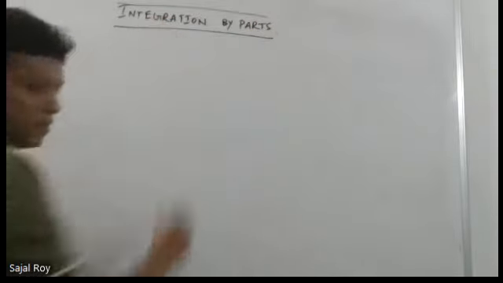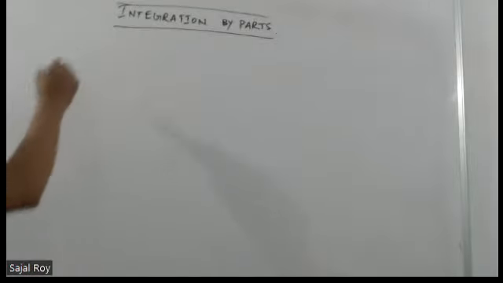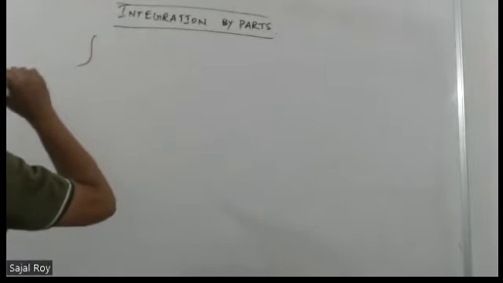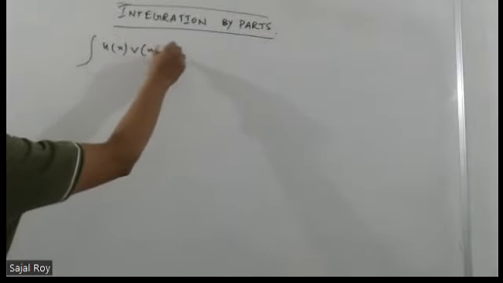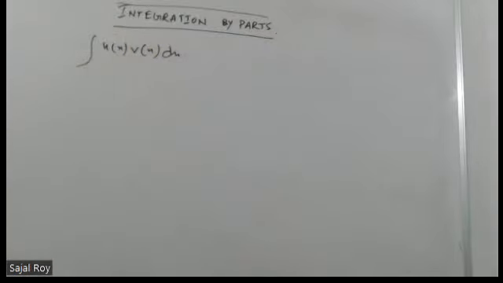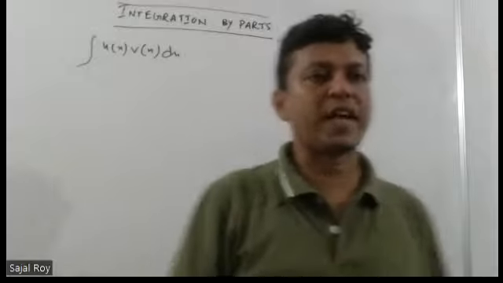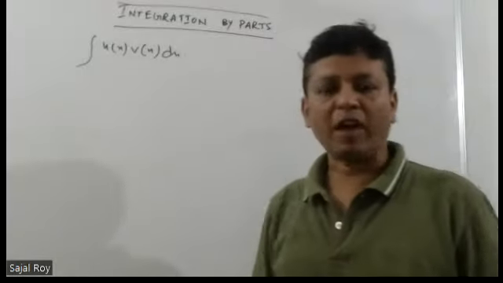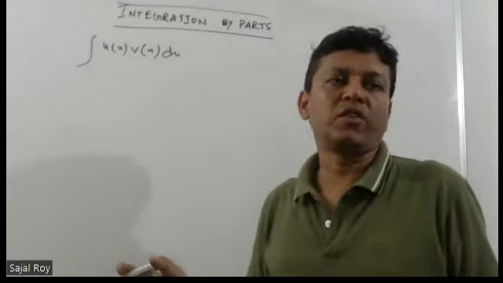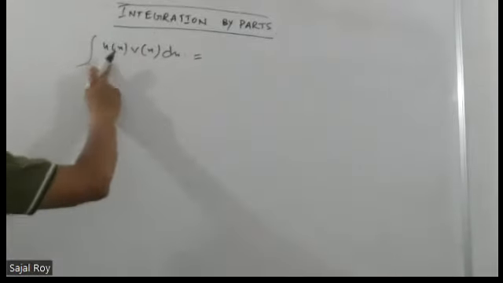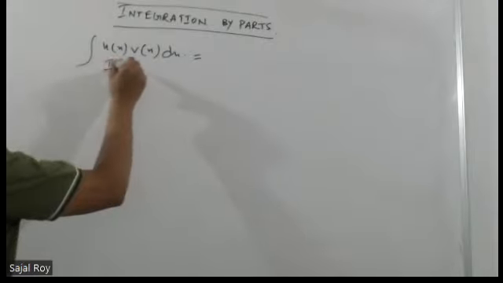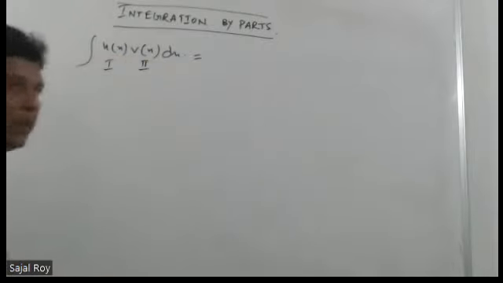Integration by parts means there is an integration of two functions, u(x) and v(x), a product of two functions. How do we integrate a product of two functions? One of these is the first function and the other is the second function. Let me write, this is the first and this is the second function.